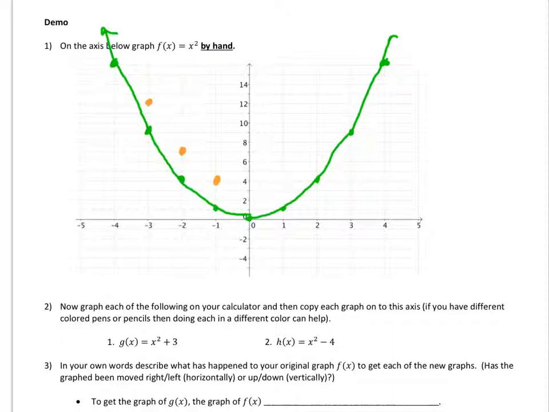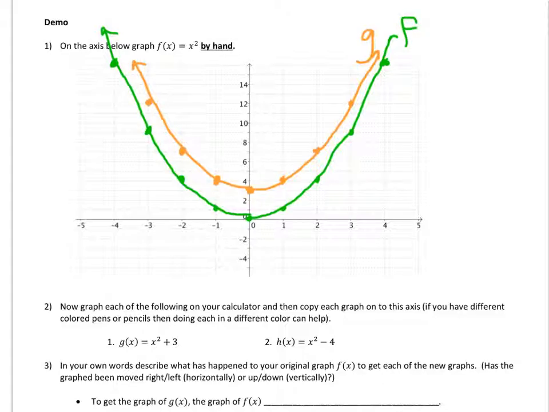0, 0 becomes 0, 3. 1, 1 becomes 1, 4. 2, 4 becomes 2, 7. And 3, 9 becomes 3, 12. And I'm not going to do the last one because moving it up 3 would take me out of the grid. So I can just graph this in orange here. So that's G. The green one was my original, which is F.